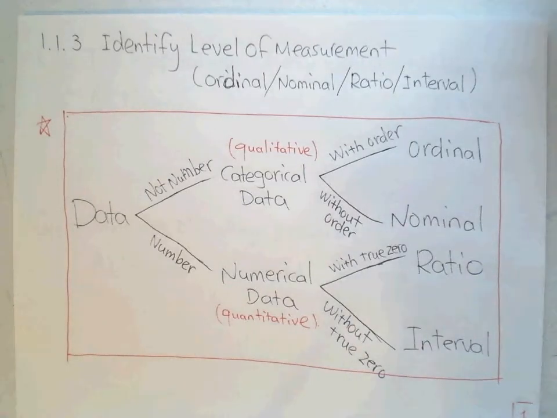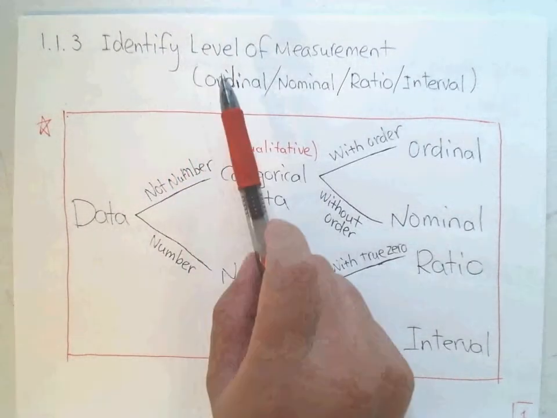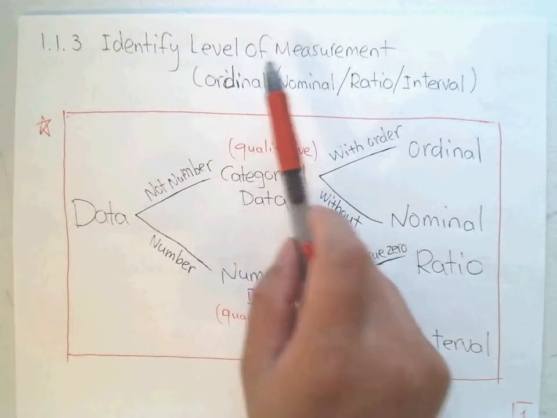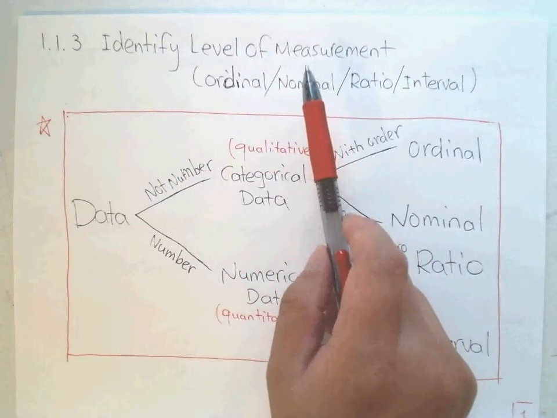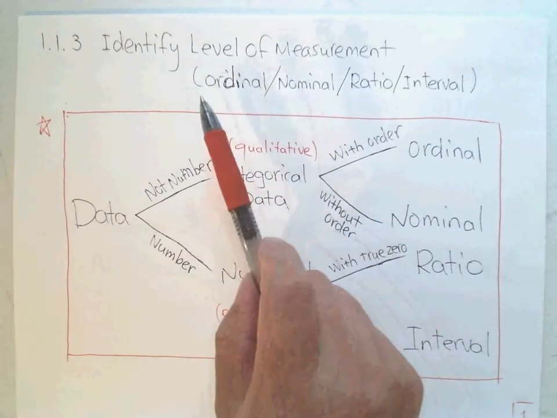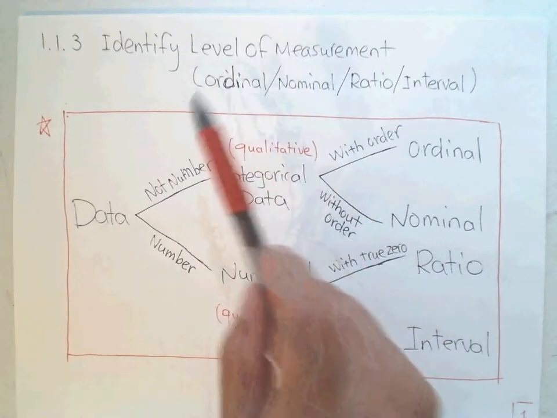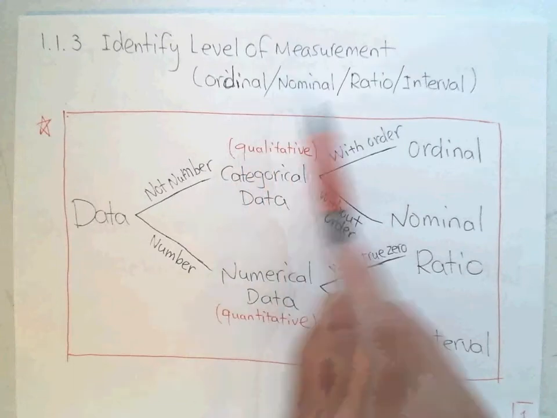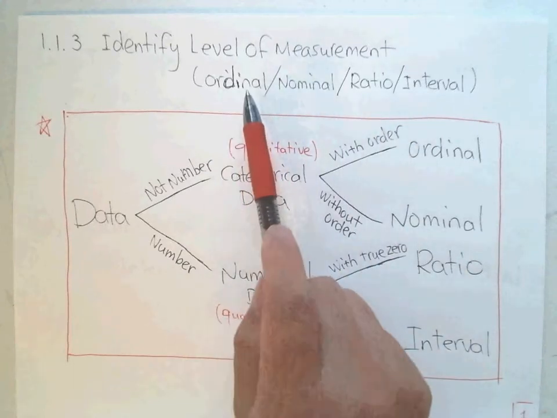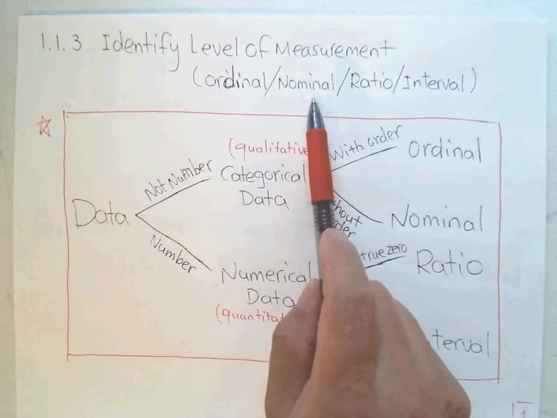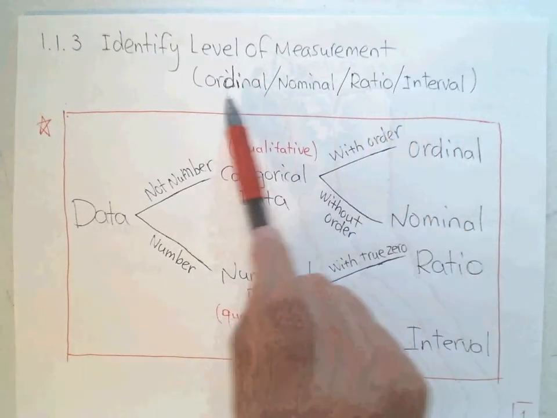In this lecture, we are going to identify the level of measurement, which means the data type. Statistics based on data, right? We call it data analysis. So we are focusing on four types of data: ordinal, nominal, ratio, and interval. So here is a summary.